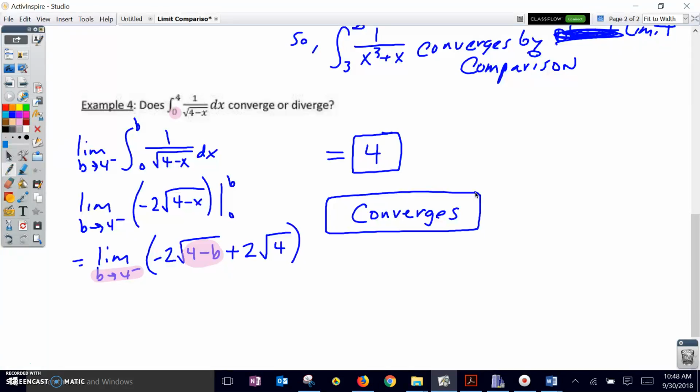Okay? So at this point in time, we have 3 real decent ways to figure out if an integral converges or diverges. We can either use direct comparison, or we can use limit comparison, or we can just go ahead and take the integral if it's an integral that we can find by basic integration techniques.